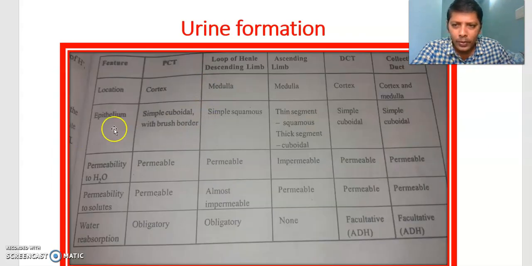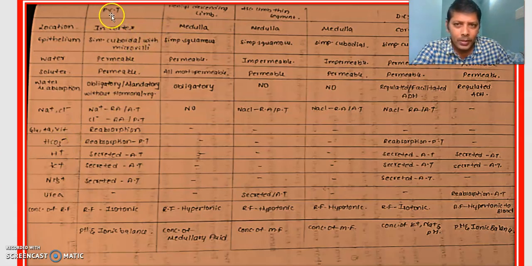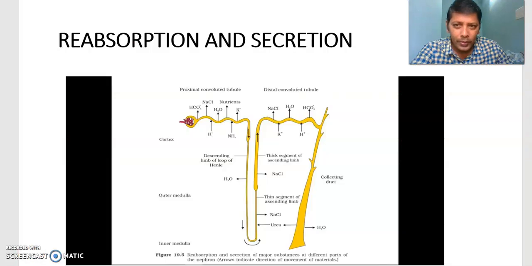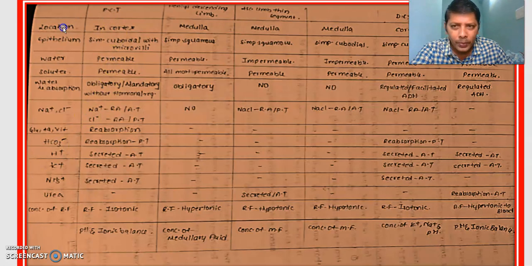Okay, this is another one. Let us start with PCT. Write down proximal convoluted tubule. Where is the proximal convoluted tubule of a nephron? It is present in the cortex. Observe here, this is the cortex. First, I focus on PCT. Where is the PCT location? In the cortex. What type of epithelium is present in the PCT?